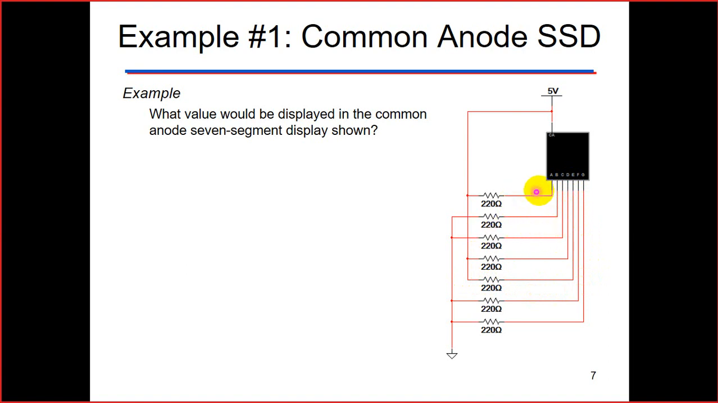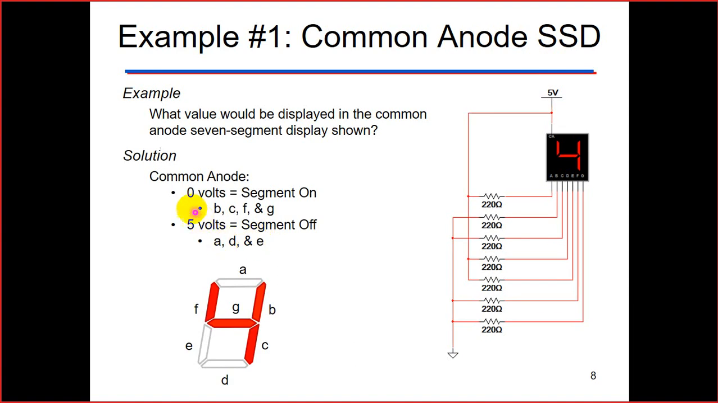Segment A is off. Segment A is at 5 volt, so it is off. Segment B, C, both are grounded, cathode side, so that is on. So B, C and F, G, they are on, and others are off. So that's the scenario. Let's see what happens in this configuration. Look at over here. B, C, F, G, common anode, 0 volt segment is on. So those segments are on, and 5 volt segments A, D and E, they are off.